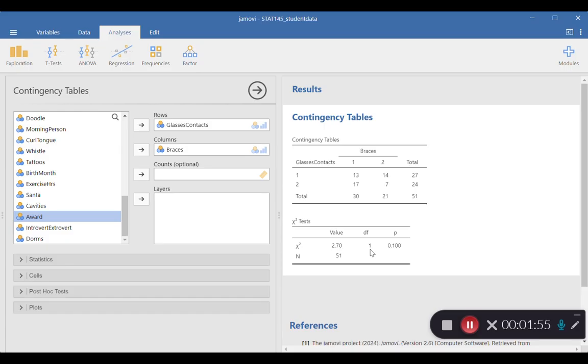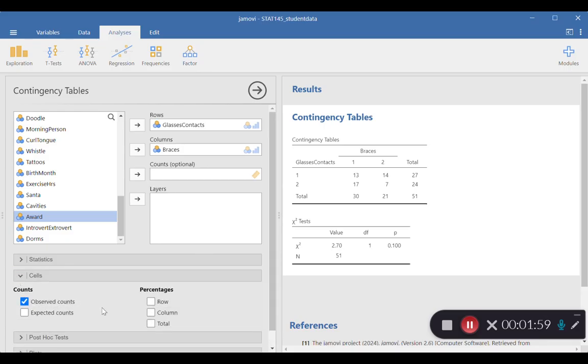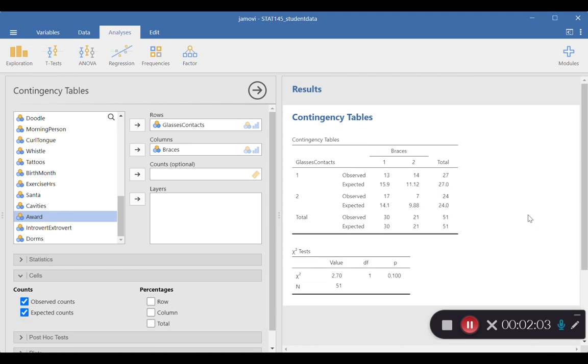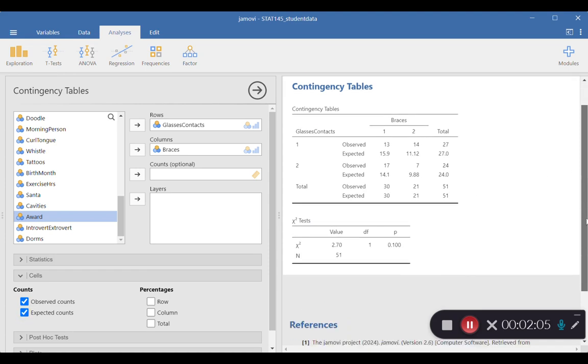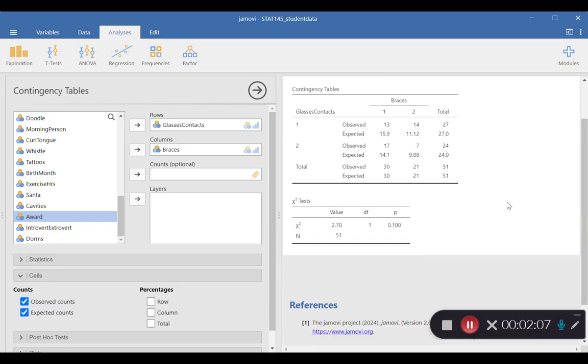Additional things we can add to this is if we go to the cells option, it will already always give you the observed counts from your data set. You can also check expected counts, and then you can see what all the expected counts were. And in particular, you can make sure that those were all greater than 5.